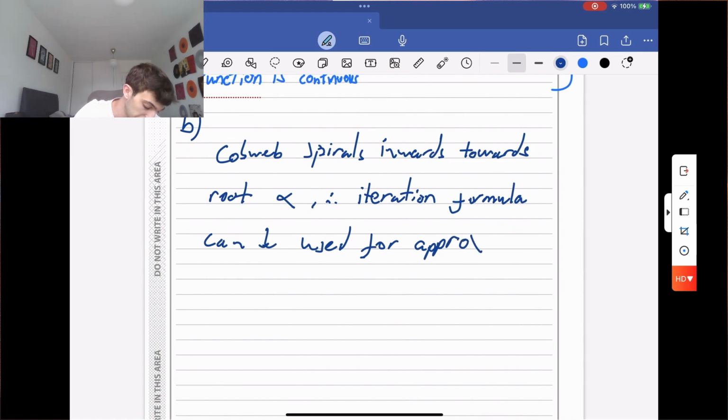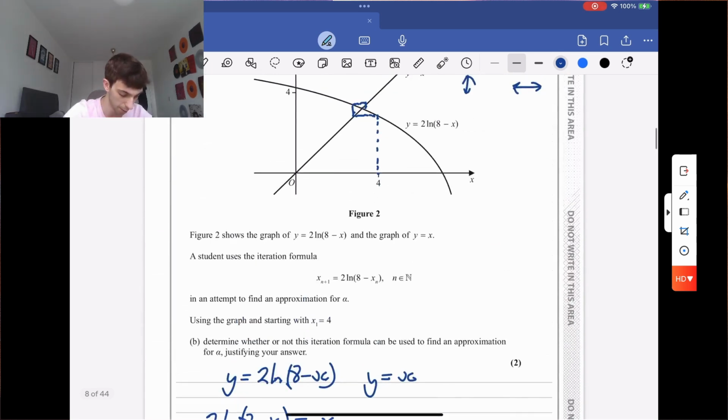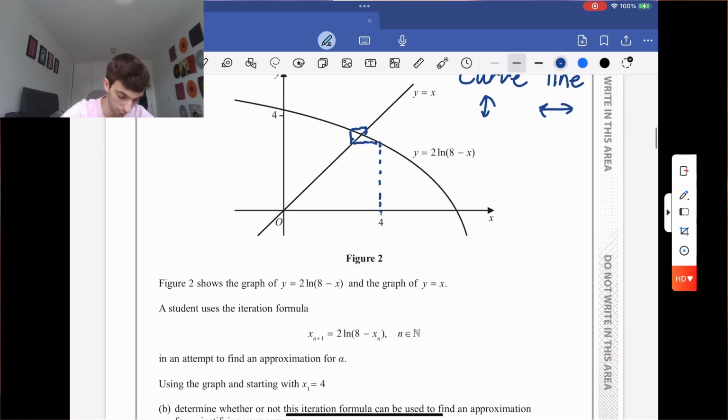Is it perfect? I am now going to go through in a little more detail why it gives you these answers, so let's go through it step by step. We're starting with x1 equals 4. So we start with x1 equals 4.